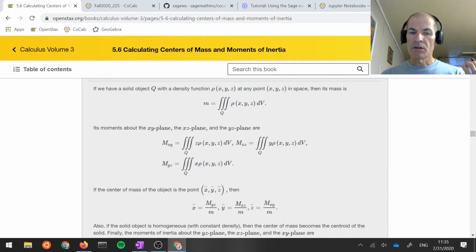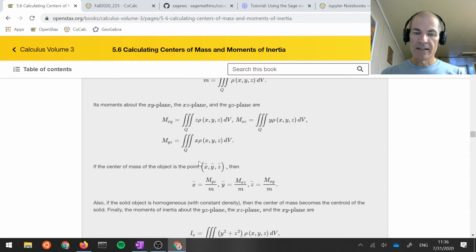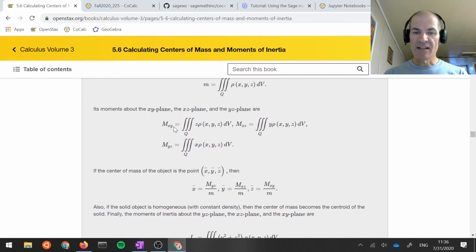The moment of this body Q with respect to the xy plane, of course, depends on its distance from the xy plane, and that's measured by the z coordinate. So that's why for Mxy we see the z coordinate here. For Mxz we see the y coordinate, and for Myz we see the x coordinate. An easy mnemonic is that the variable sitting in the integrand is the one that's missing from the moment notation. So we have x, y, z is missing, and that's because it's over here.